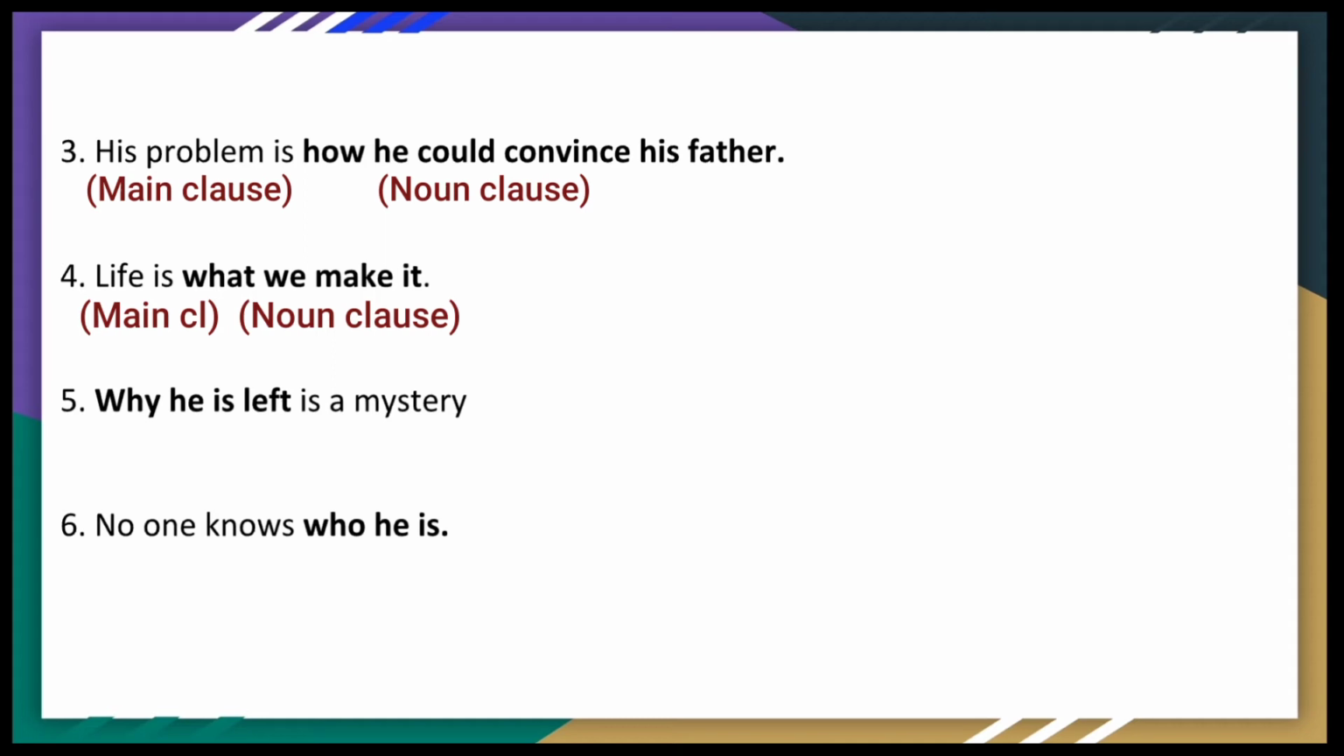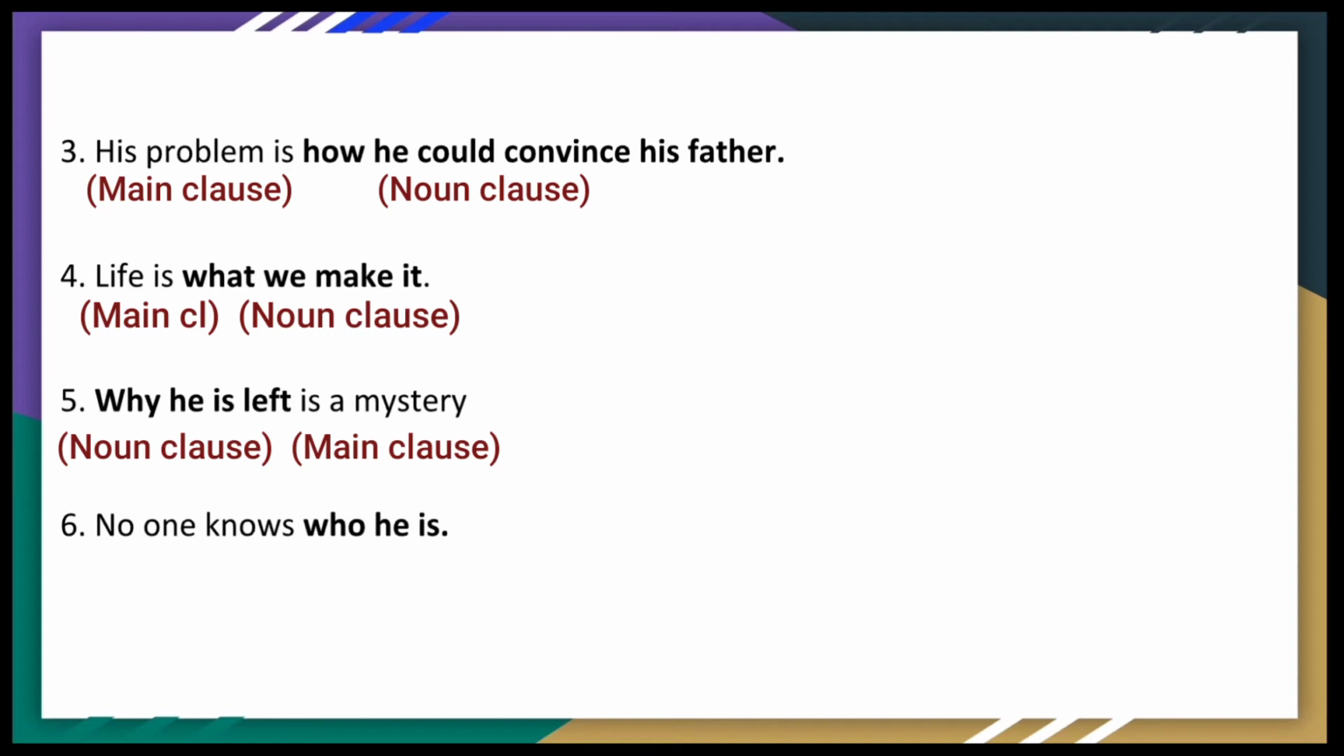Why he is left is a mystery. What is a mystery? Why he is left. So why he is left is your noun clause, and the subject is missing. It is a mystery. This one is your main clause. It is not always possible that your subordinate clause will come afterwards each time. Sometimes your subordinate clause is coming at the starting and it is doing the function of a subject.